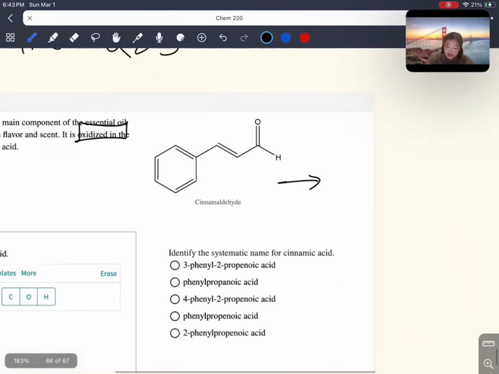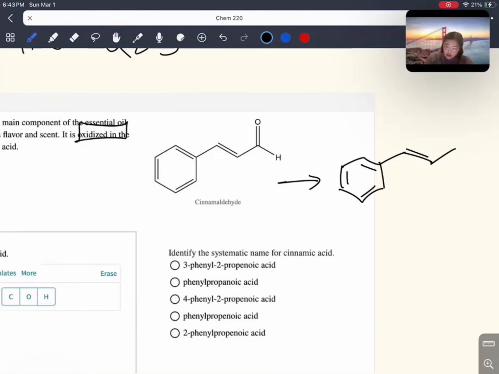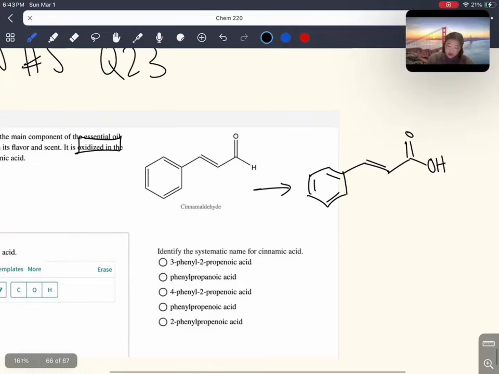When we oxidize aldehydes, what functional group do we get? We get a carboxylic acid. And so you would just draw the same molecule, except now you would have a carboxylic acid. So that is what the molecule would look like.